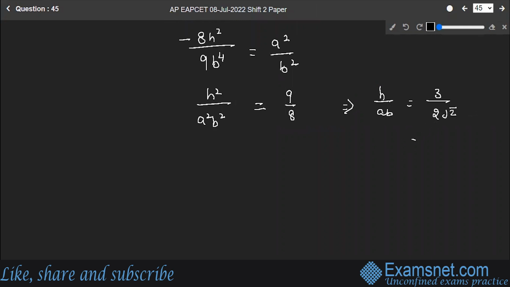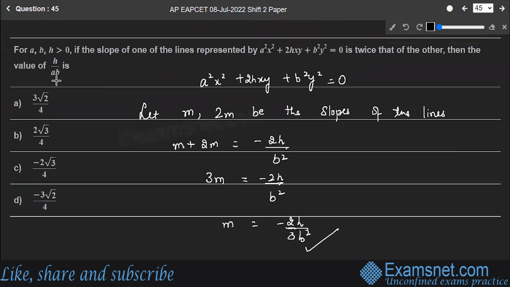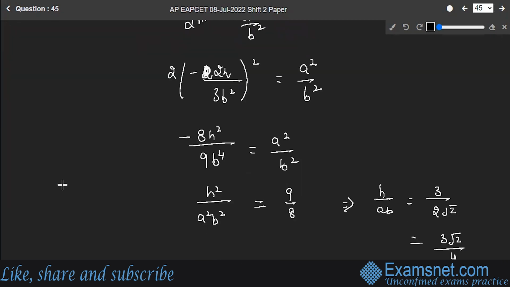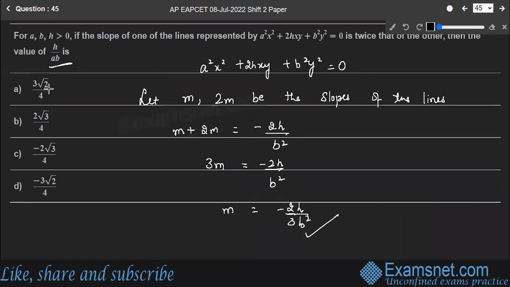Let's rationalize the denominator. So you will get 3 root 2 upon 4, right? I think we got our answer. You wanted to find out H upon B. The value of H upon B is given by 3 root 2 upon 2. Let's see it. Yes, we have option A as the answer to our problem. Next is question number 46.